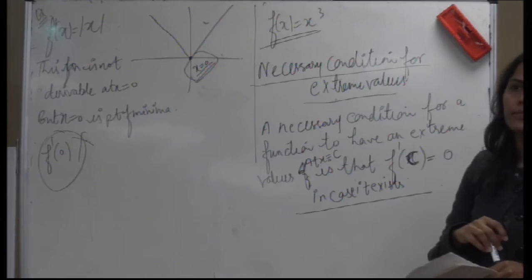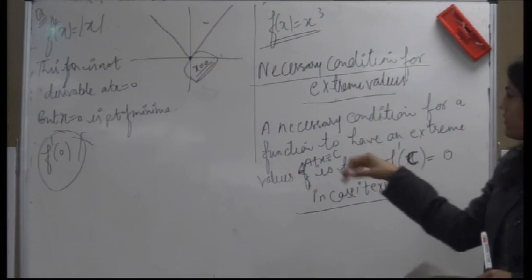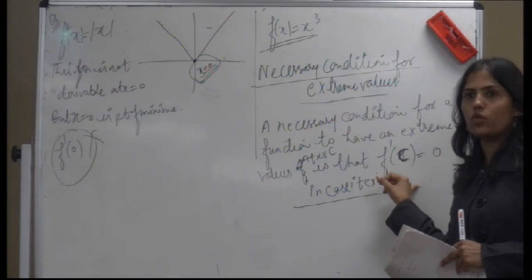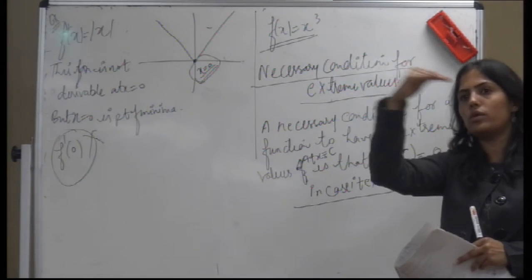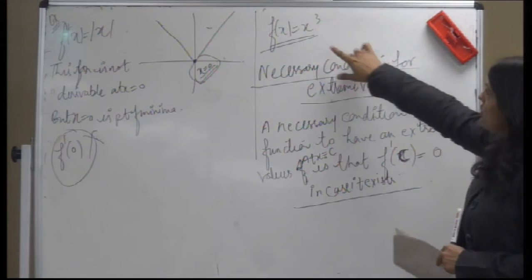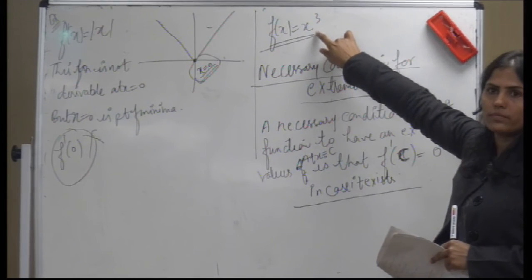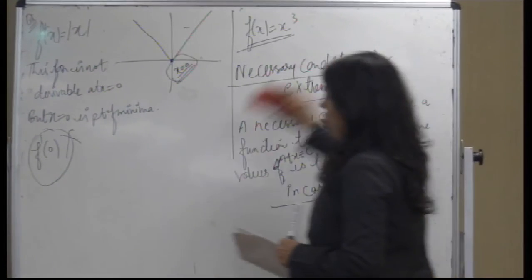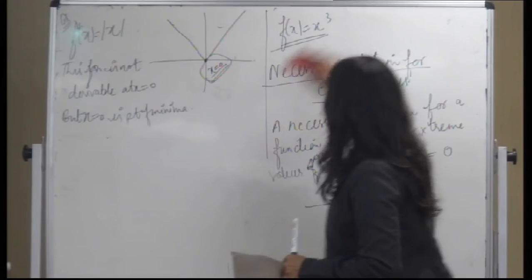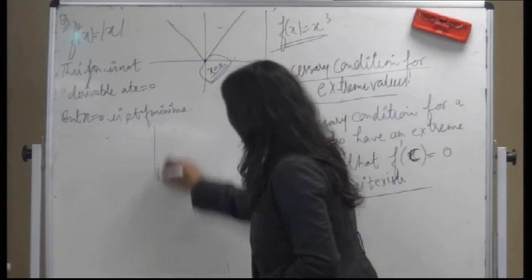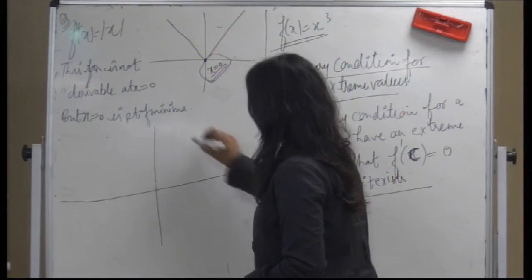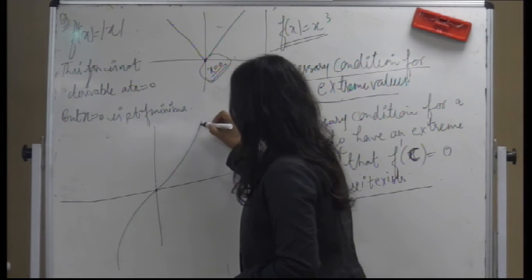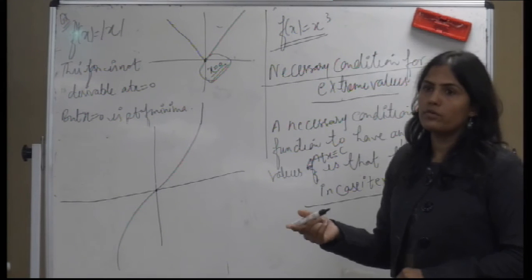Is it fine? So maximum minimum value, extreme value means minimum or maximum. So the derivative will be 0 at that point. So the tangent will be parallel to the x-axis. Now consider this example. You know the graph of this function? How does the graph look? The graph looks like this. This is the graph. Is it fine?